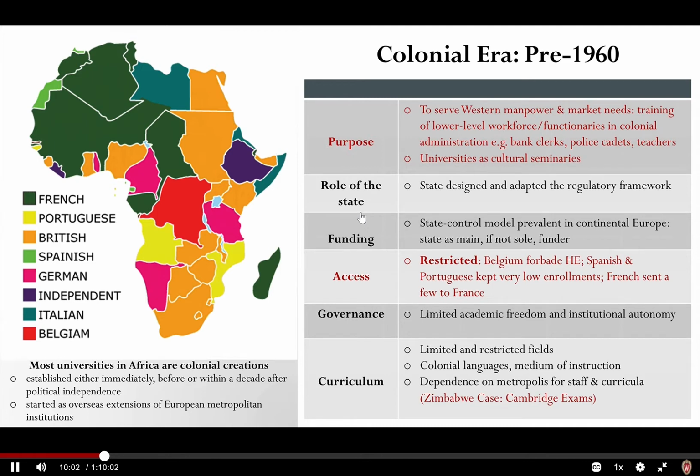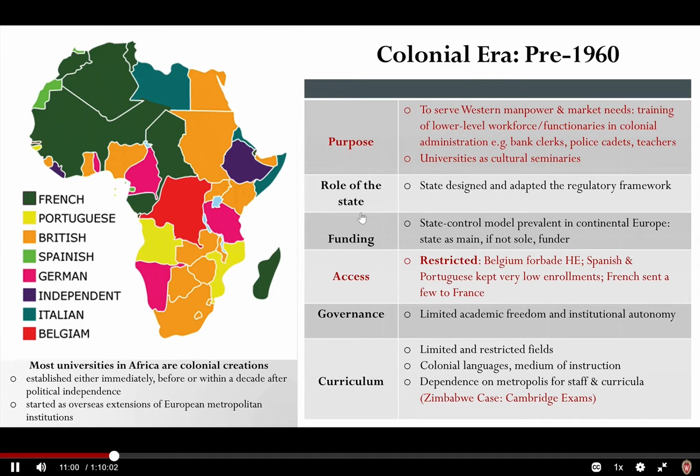So I will switch right now to talk about the first period, which is the colonial era. I do have a lot of text on this slide and in a couple other slides. I don't want to burden you with reading everything, so I have highlighted the key points I want to dwell on, and I have indicated them in red here on the screen. Most universities in Africa are colonial creations. They were started as overseas extensions of European institutions, and they were established either immediately before or within a decade after political independence. So that point is really important, recognizing that the establishment of universities on the African continent is very intricately linked to the colonial project.